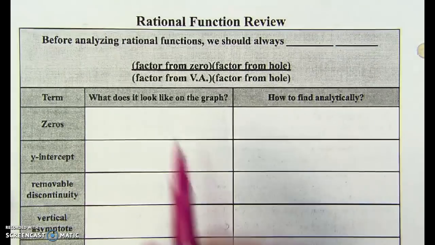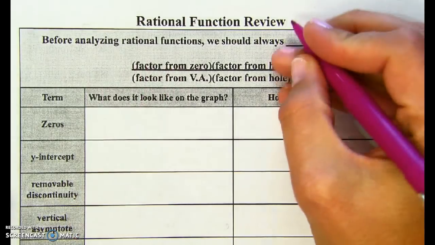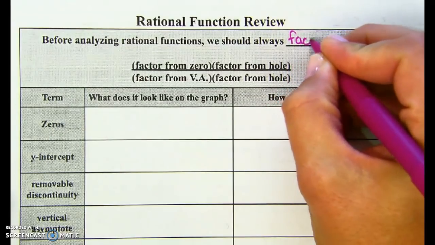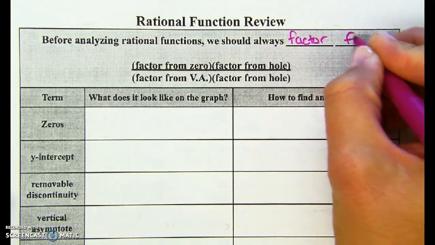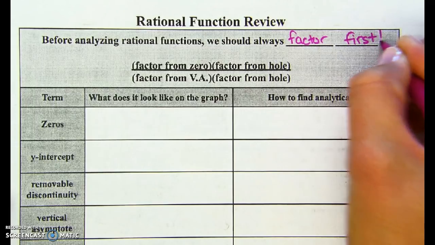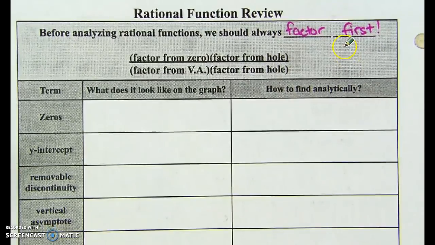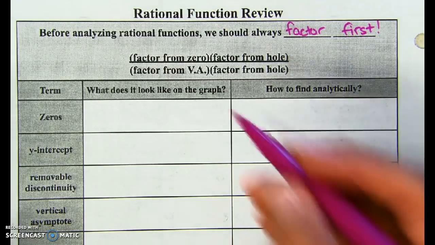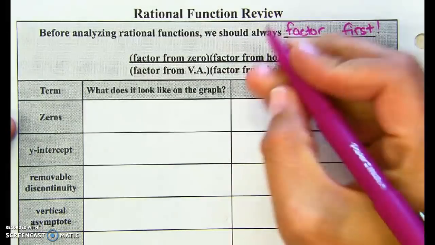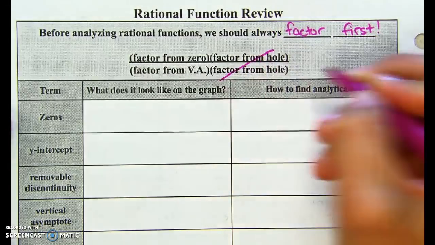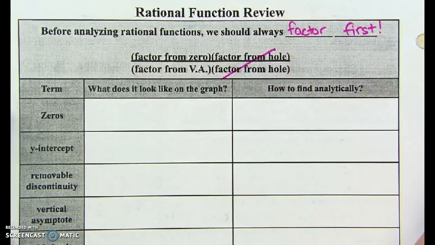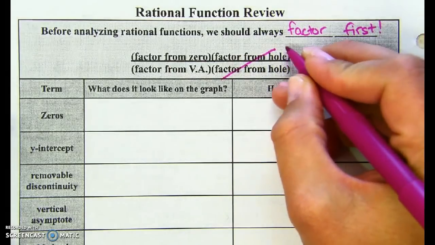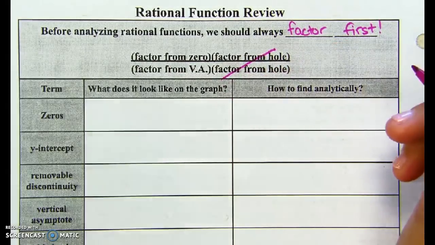Before analyzing a rational function, we should always factor first, with an exclamation point. Always factor first. And then these factors are going to give you clues. So when we factor, watch, if a factor cancels, that's where the hole is located.